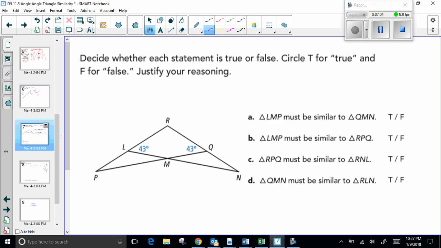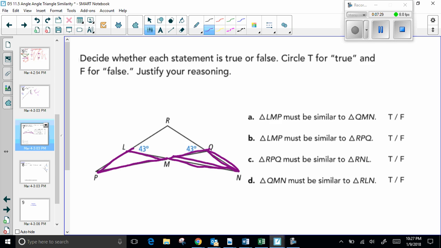Okay, LMP, triangle LMP. I'm gonna highlight this. Oops, that's not the right triangle. Let's try that again. Triangle LMP, LMP must be similar to QMN. How do I know this?